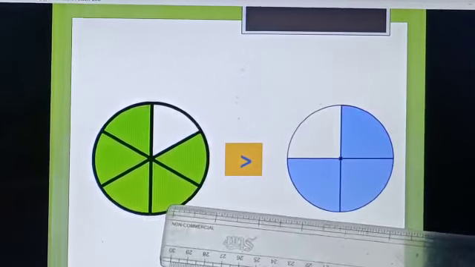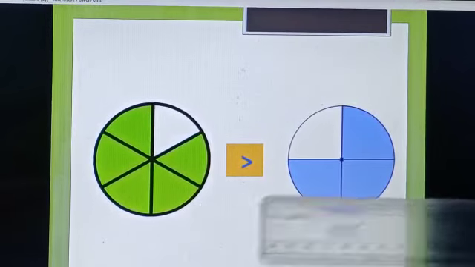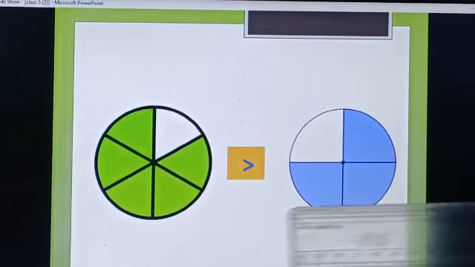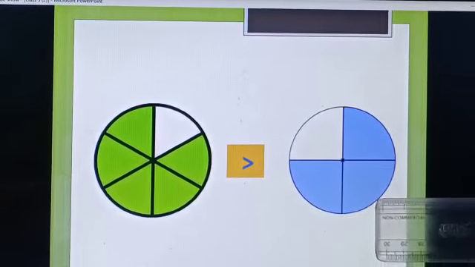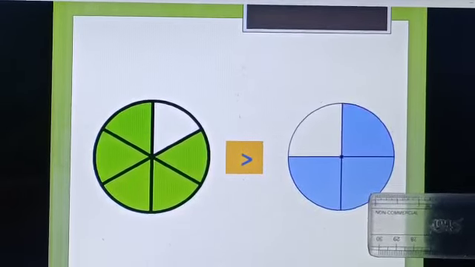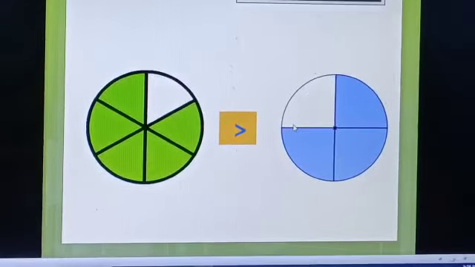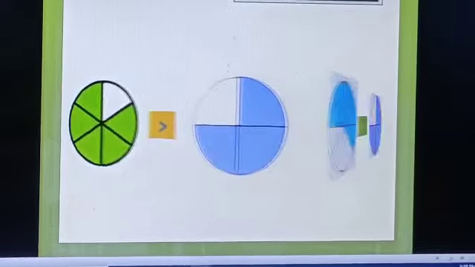Here the fraction of shaded part is 5 by 6 and here the fraction shown is 3 by 4. When we compare these both, just by looking at the pictures, we can see that 5 by 6 is greater than 3 by 4. Let us take one more example.